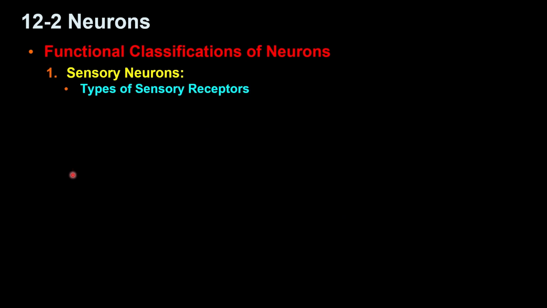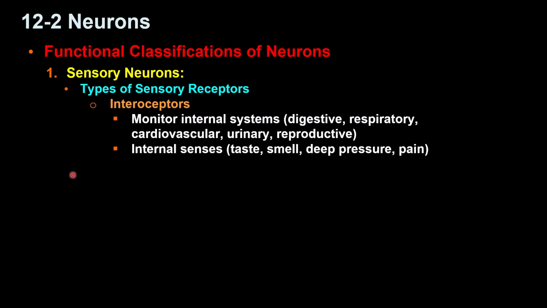There are three types of receptors in the sensory neurons. The first one is called interoceptors. These are the ones that receive from the organs, for example, respiratory, cardiovascular, urinary, reproductive, and digestive. Some of them are also for special senses like taste and sense of smell, and the other ones are for the general somatic, which is deep pressure and pain. So they are located deeply in the body.